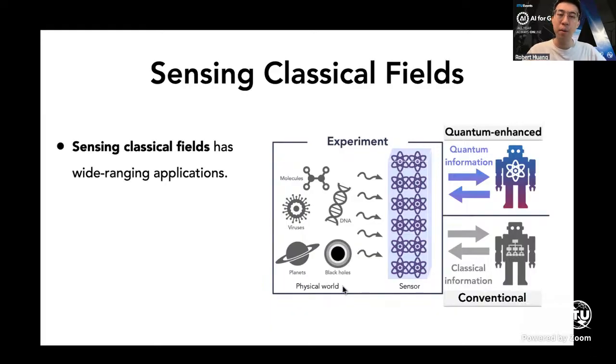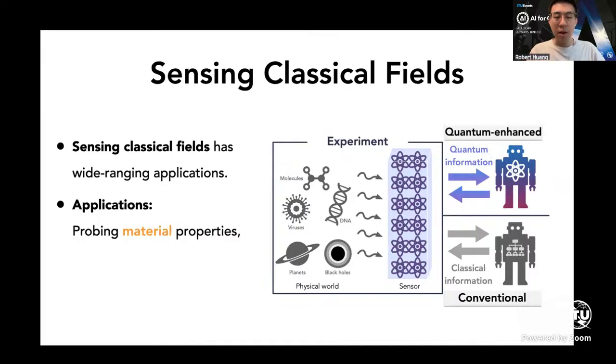So the typical setup in sensing classical field is really like this plot shown here. There's some object of interest. We generate a field. It could be an electromagnetic field. It could be gravitational field. It could be all kinds of different field that we can try to detect using a sensor. And in this setting, we can consider having a classical computer that can control the sensor and try to learn about what's happening versus having a quantum computer, a quantum learning agent that can control this sensor to try to learn what's happening.